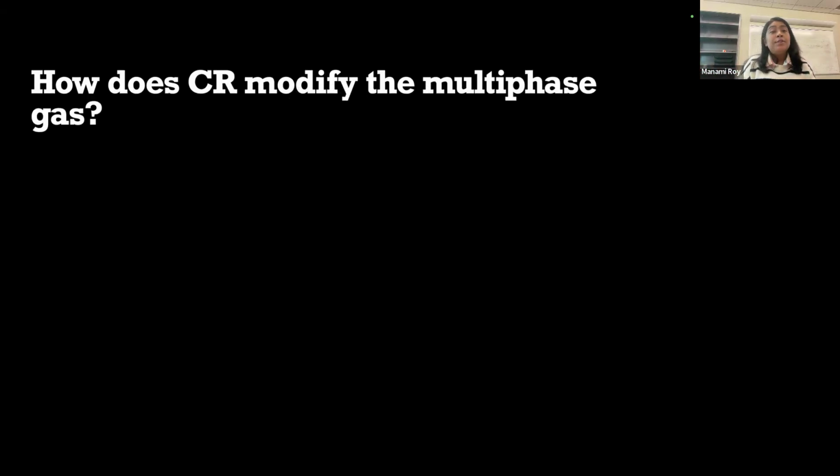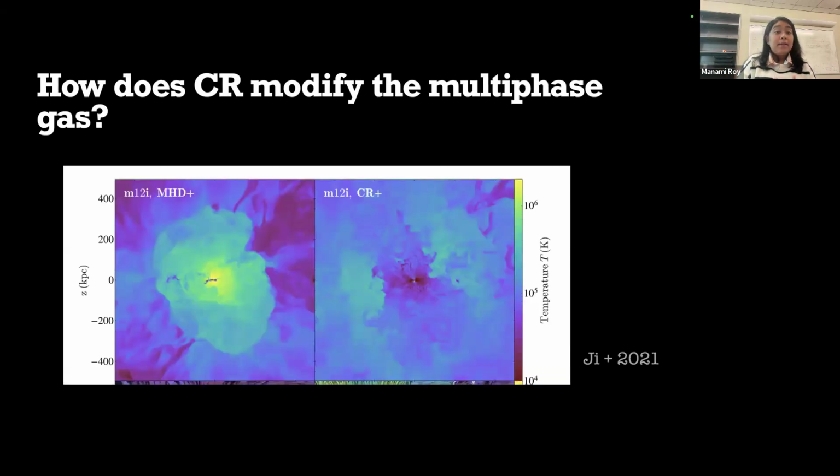With different transport physics in subgrid models, people usually simulate at the CGM scale, and some recent work showed that cosmic rays modify the multiphase gas substantially. For example, this is a temperature snapshot of a FIRE simulation of a Milky Way type galaxy. On the left hand side, the simulation has no cosmic rays, it's just MHD, and on the right hand side it's MHD plus cosmic rays. You can see visually it is different. What is different is that on the left hand side, without any cosmic rays, the volume filling phase of the CGM is hot.